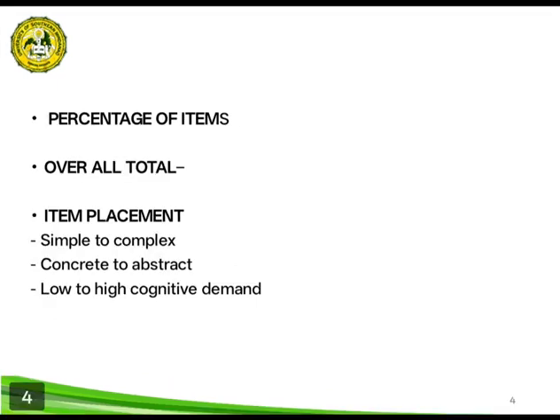Next, we have the percentage of items. It is how many questions are assigned to each topic and cognitive level. Next is overall total or the total number of items for the whole exam. And item placement refers to sequencing activities or questions. So from simple to complex, concrete to abstract, low to high cognitive demand.